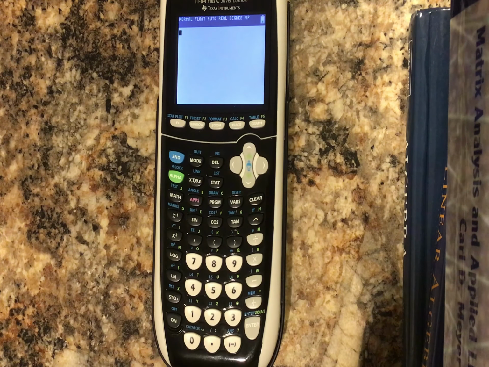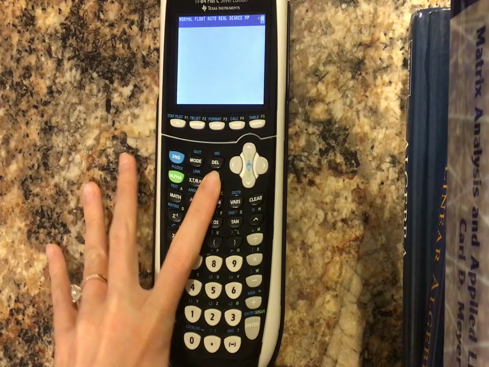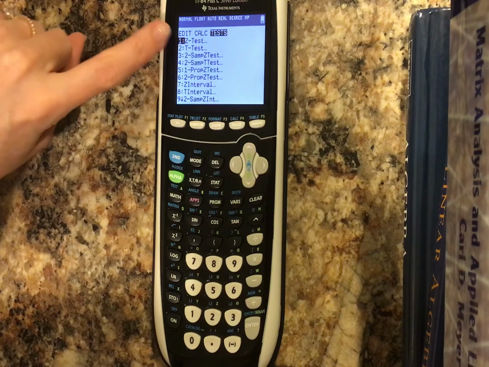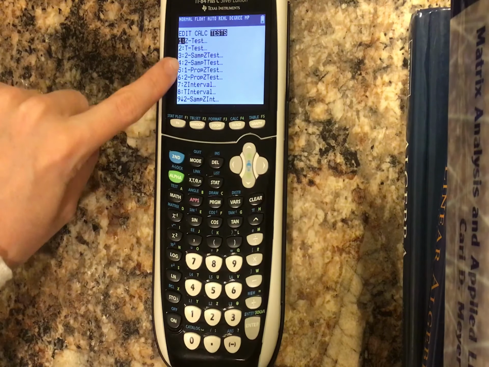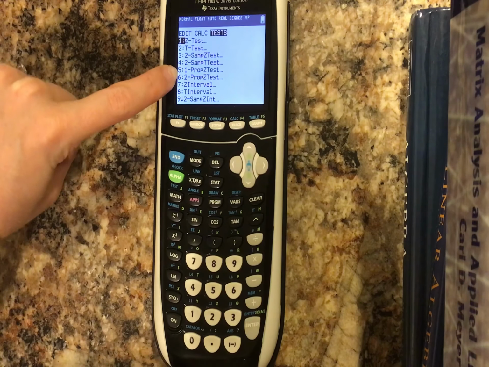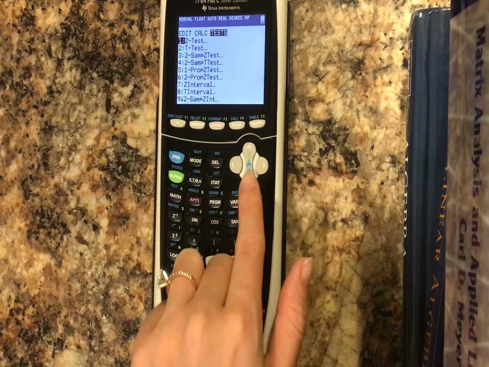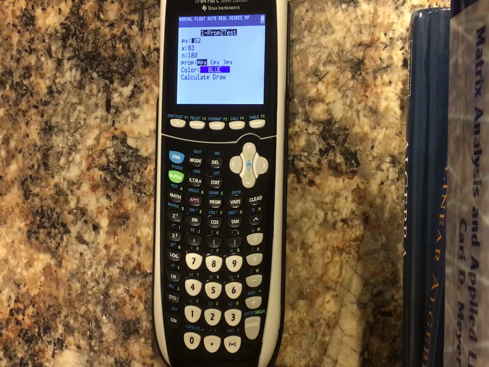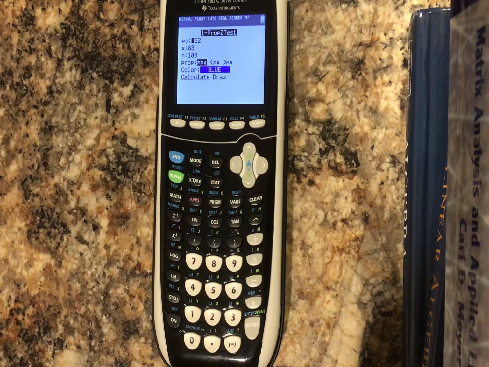So whenever you get one of these problems that wants to do a hypothesis test about proportions, what you're going to do is go to stat and go across to tests. Now before, we've used z-tests and t-tests, but now we want to go down to a one proportion z-test. You have just one proportion from one sample. Okay, so it's a one proportion z-test.